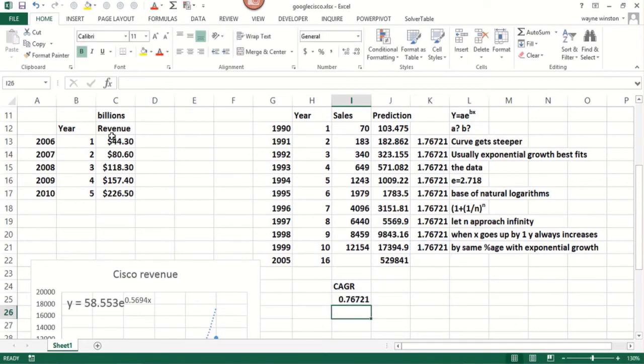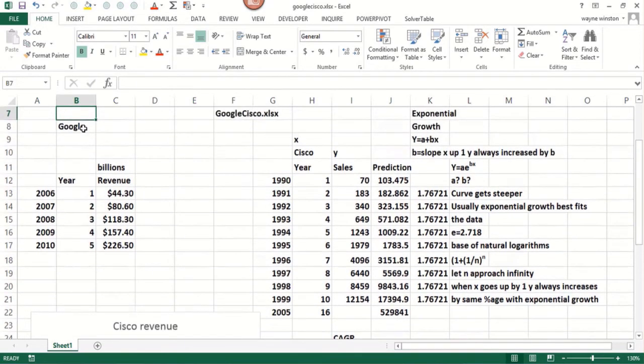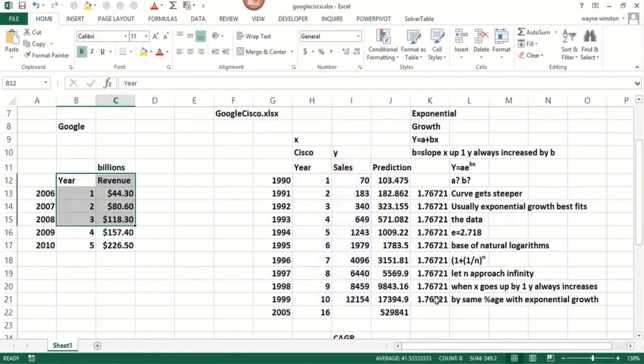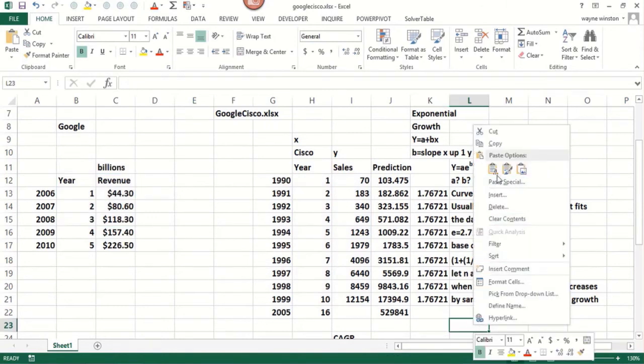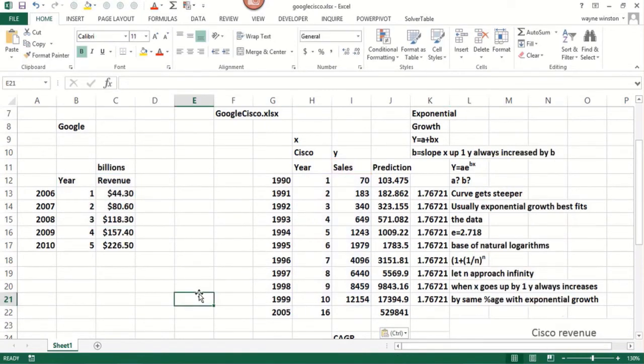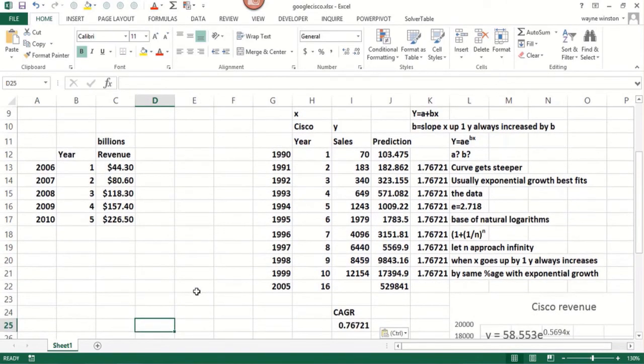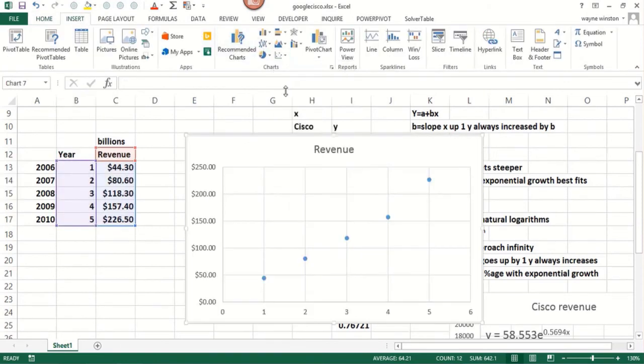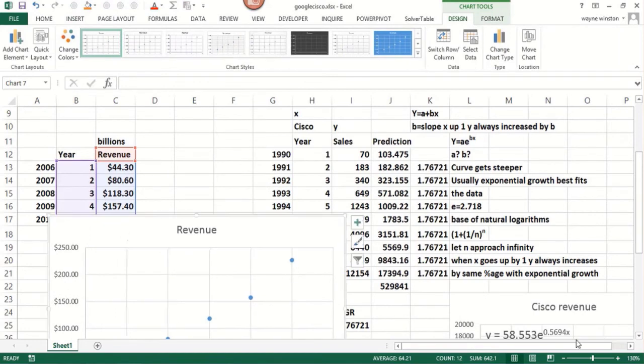Okay, now suppose I want to get the CAGR for Google in the years 2006 through 2010. Here are their revenues. So I can graph the Google. Let's just cut the Cisco and put it over there. Now, if I want to get the CAGR for Google, I would look at these years 1 through 5 instead of 2006 through 2010. I would get the chart. Now, it almost looks like a straight line would fit this, but to get a CAGR, you have to look at percentages.